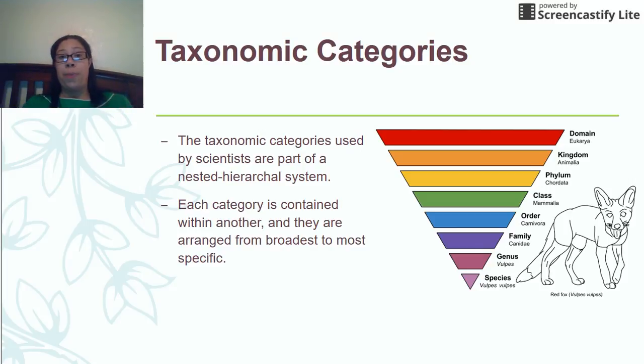So we start with a domain. There are only 3 domains. It's extremely inclusive, which means lots of things fall in it. They are not closely related at all. And then we get smaller and smaller. So we go from domain to kingdom to phylum to class to order to family to genus and then to the very specific species. Within the species, if you remember, they can mate with each other. Outside of the species, they cannot mate.